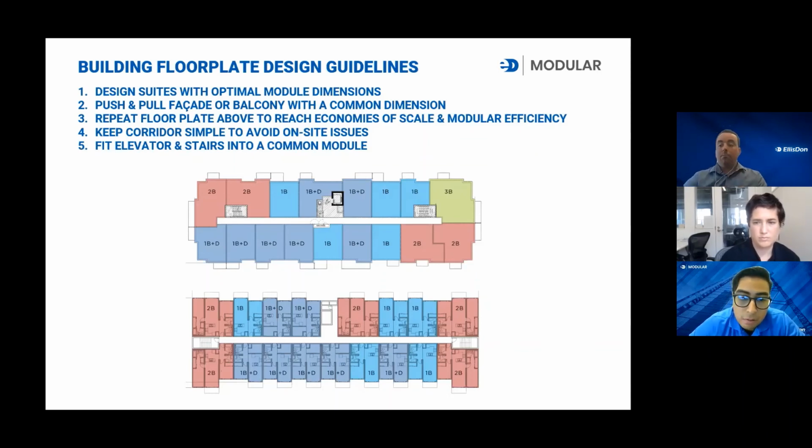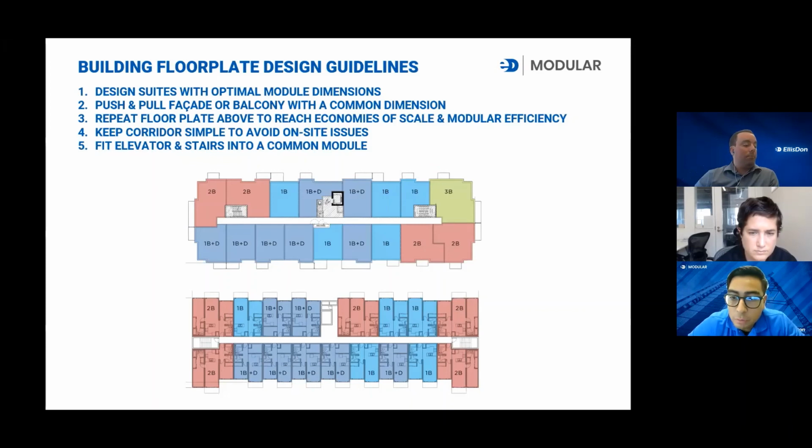Let's say in the 2 bedrooms, you have 3 modules which make up 1 2-bedroom suite. Once you have placed the modules into your floor plate, you can have more featured facades where you can push and pull the modules to allow for balconies, overhangs, or any kind of interesting facade details. Once you accomplish step 2, you would repeat the floor plate to your selected allowable floors, so that we can reach those economies of scale and the modular efficiency that we've noted before.